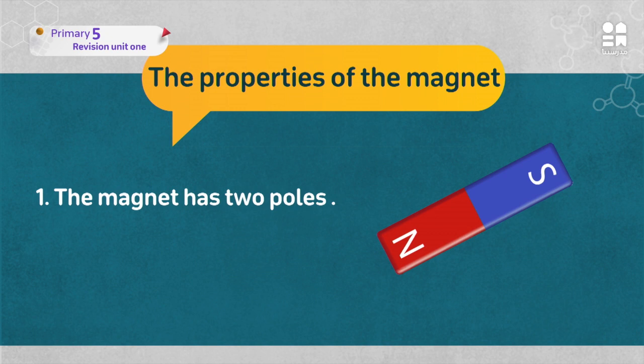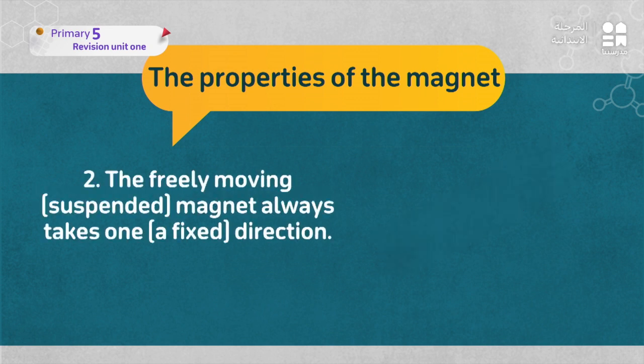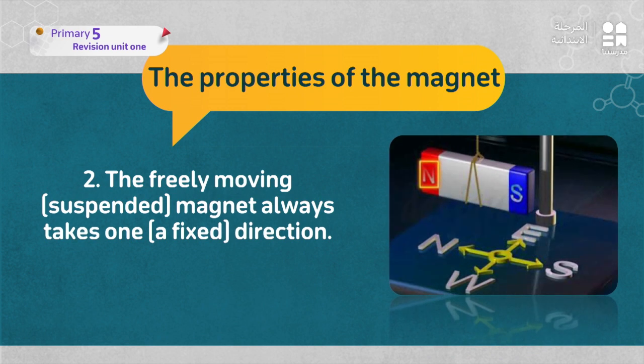But in the middle it disappears. The magnetism disappears in the middle, but where is it concentrated? It is strong at the 2 poles of the magnet. That's the first property. The second property: the freely moving or suspended magnet always takes one fixed direction, which is the north-south direction. We know that whenever a magnet is freely moving or suspended, it always takes a fixed north-south direction.